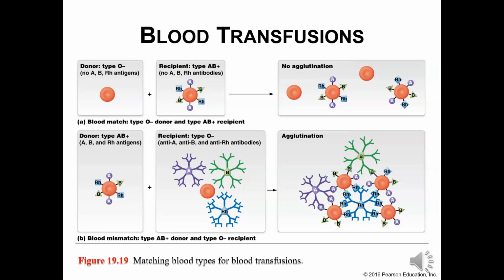So therefore, you're going to have agglutination because he has all three of these antigens that each of these antibodies can react with, as you can see here. The A is reacting with the A antibody, the Rh antibody is reacting with the Rh antigen, and the B antibody is reacting with the B antigen. And that will cause a blood mismatch, and that's going to cause a transfusion reaction.